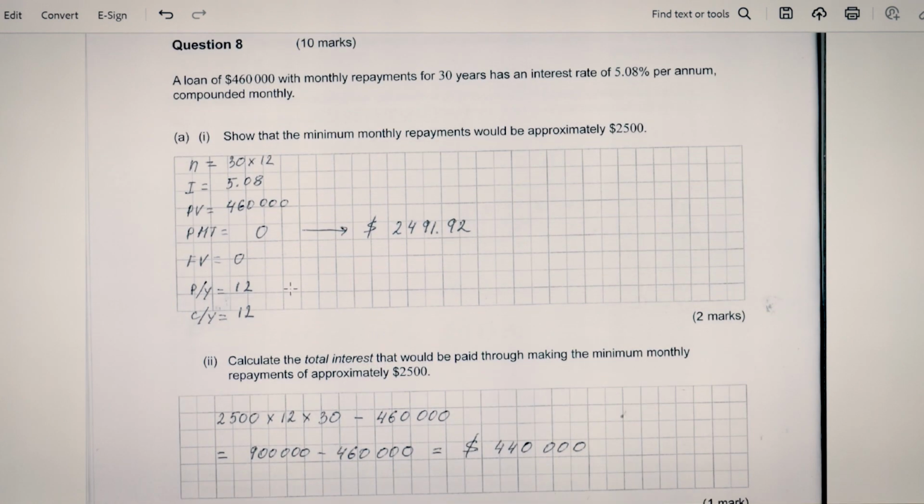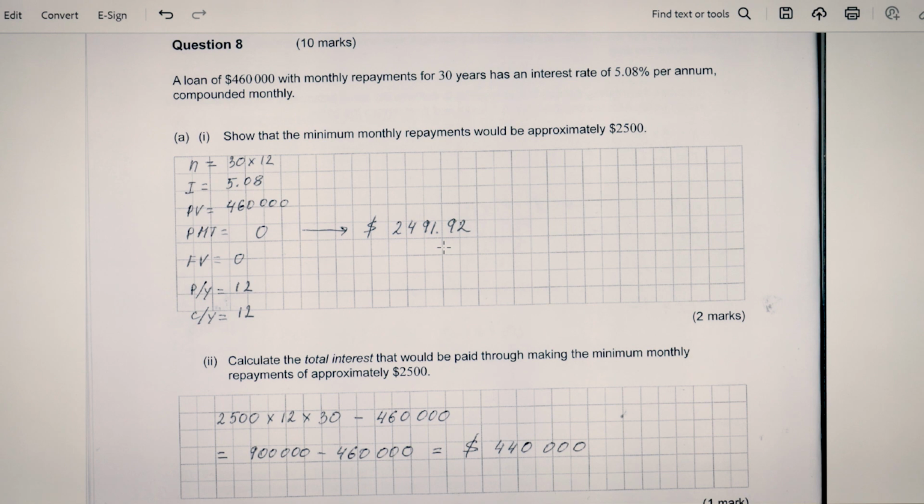Next question. A loan of 460,000 with monthly repayments for 30 years has an interest rate of 5.08% per annum, compounded monthly. Show that the minimum monthly repayment would be approximately 2,500. So what we are looking for here is the decimal places, okay? If the student just puts all this in and writes down the answer, again, the answer is given, and they lose the mark. So we want to see those decimal places to see that they worked it out.